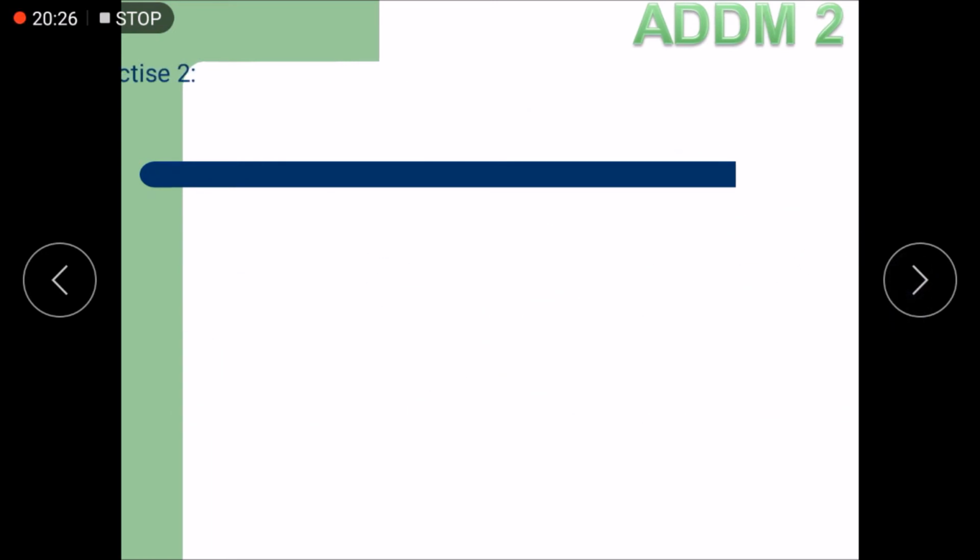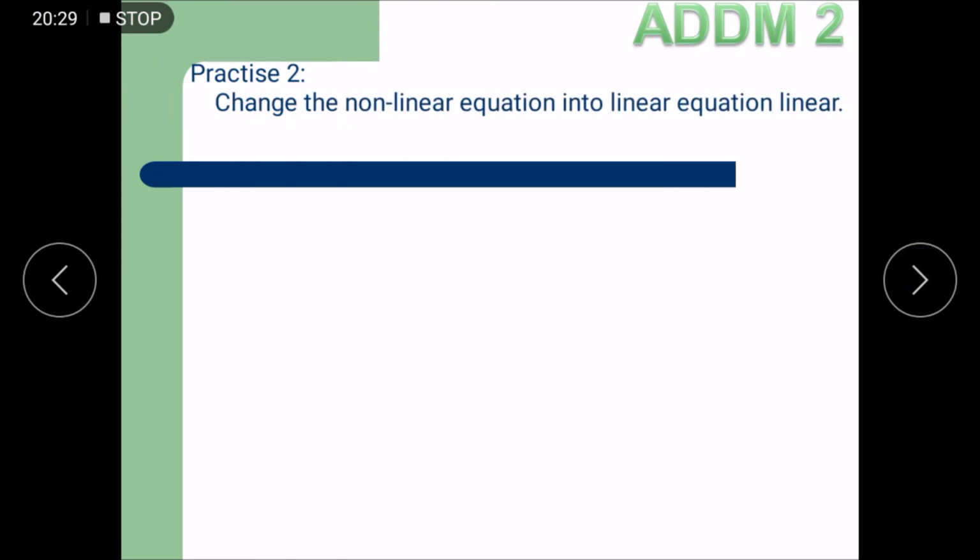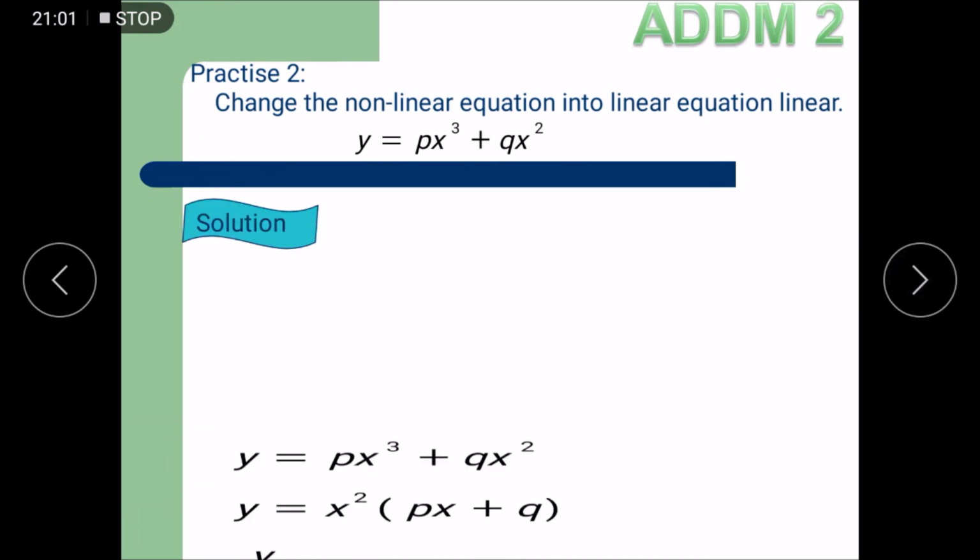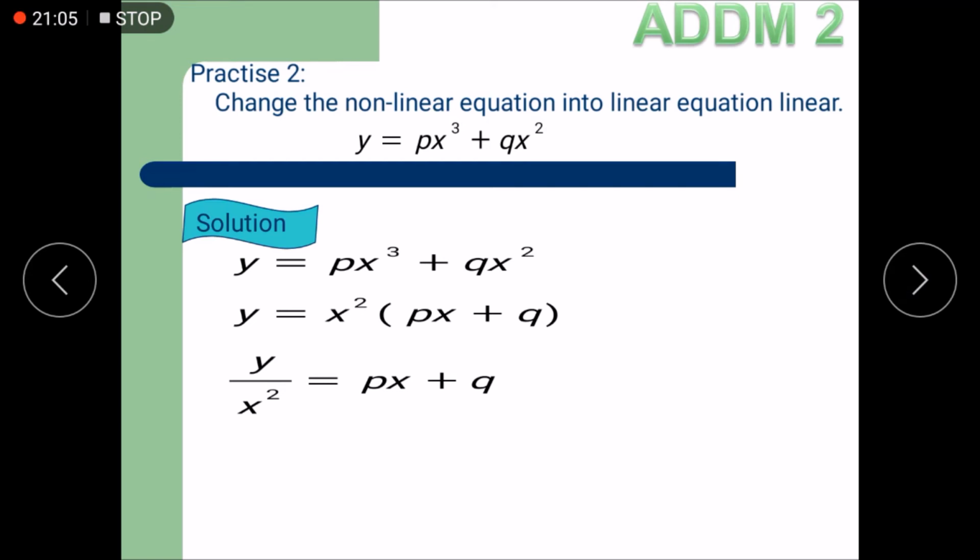Sometimes we have an equation with x to the power 3 and then x to the power 2. So how to make it linear? Linear means I do not want x with power 2 or power 3, I just want x to power 1. If I divide by x, I will still have power 1 here and power 2 here. If I divide by x squared, I will get power 1 here and no more x squared. So I will choose to divide by x squared. Yes, I will get this.